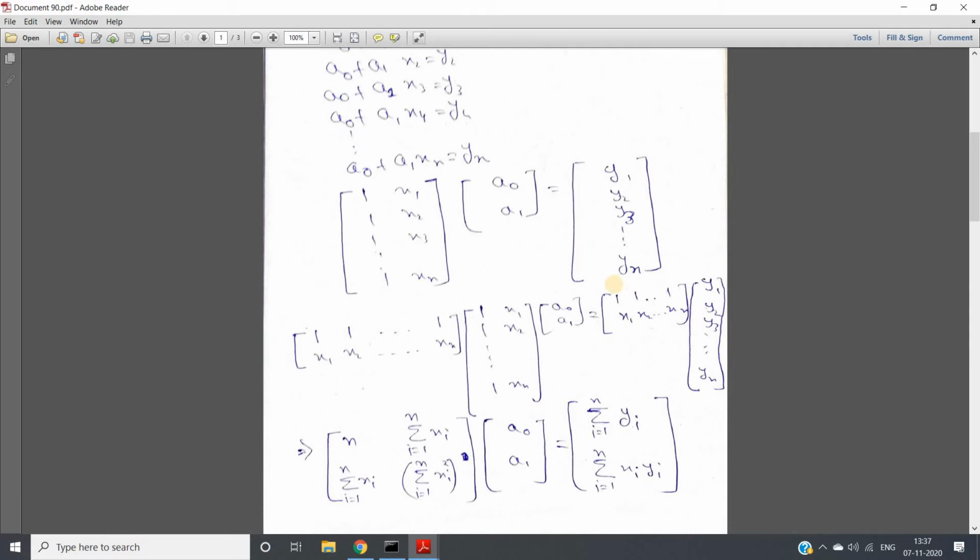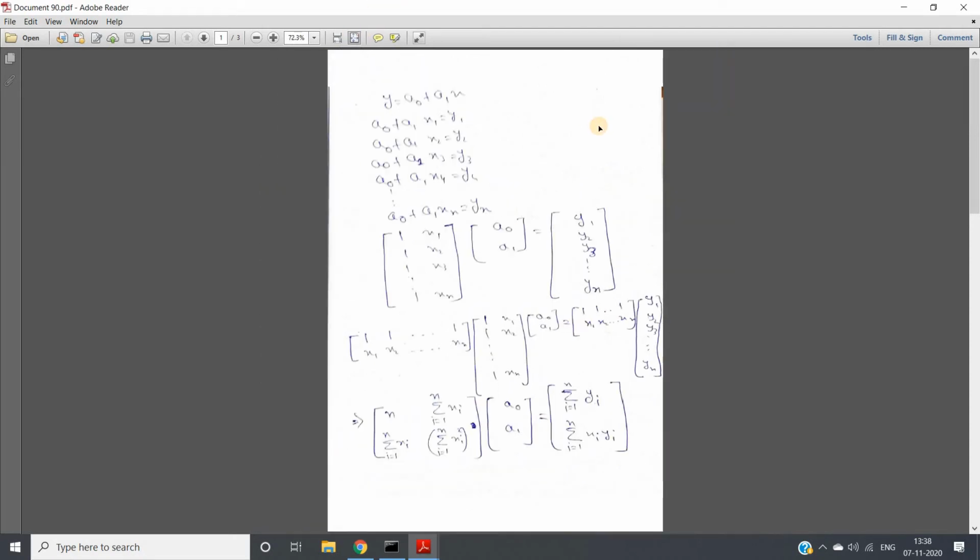Okay, and see this right hand side, what we are doing: first multiply the first row with this column, 1 multiplied by y1 plus 1 multiplied by y2 plus up to 1 multiplied by yn. So the first term will be the summation over i equal to 1 to n of yi. Then the next term will be x1 multiplied by y1 plus x2 multiplied by y2 and so on up to xn multiplied by yn. So the next term will be the summation over i equal to 1 to n of xi yi. So this is what we are getting. Now we have no problem taking the inverse because this is a square matrix and we can take the inverse, right?